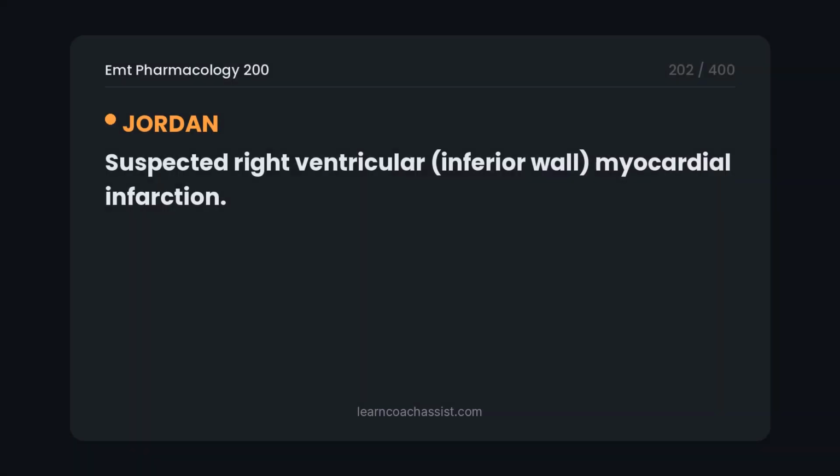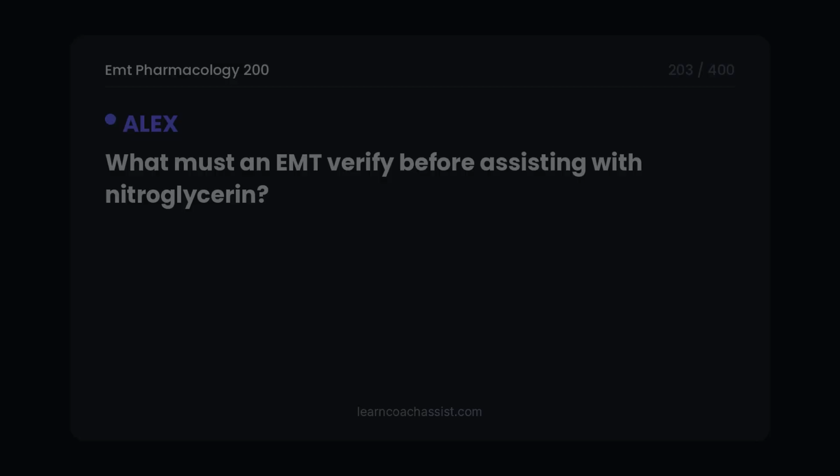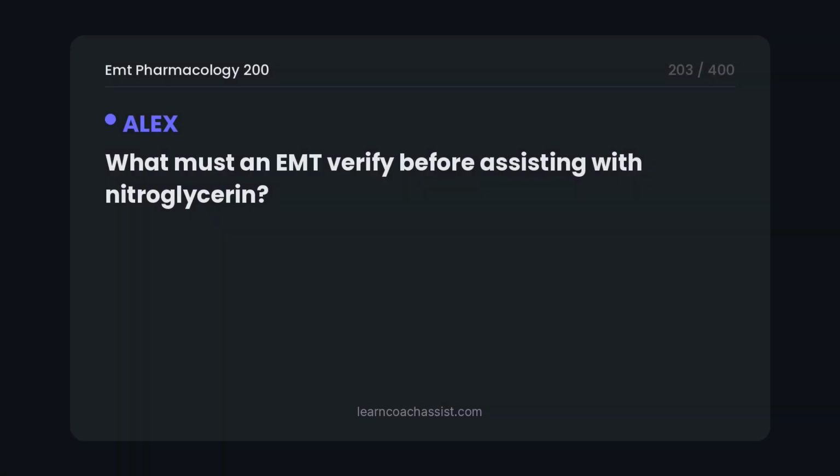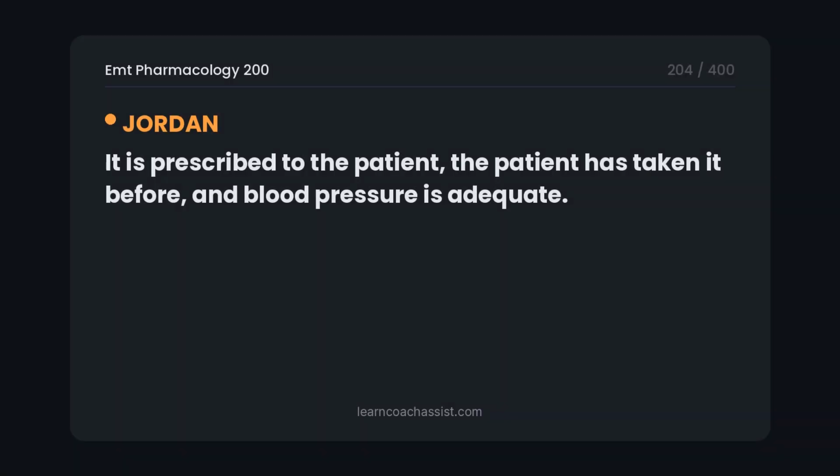Suspected right ventricular, inferior wall, myocardial infarction. What must an EMT verify before assisting with nitroglycerin? It is prescribed to the patient, the patient has taken it before, and blood pressure is adequate.